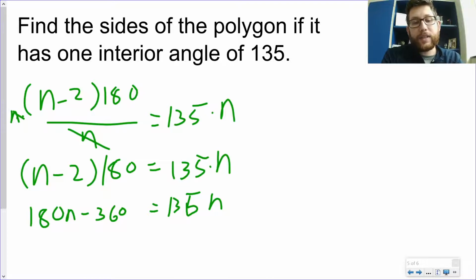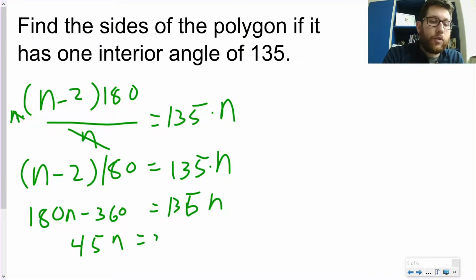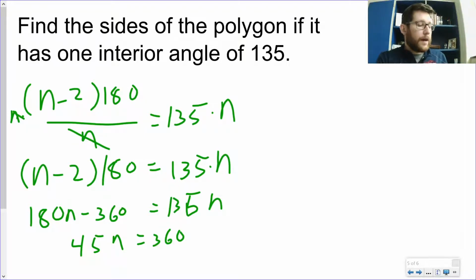Okay, I would add 360 and subtract 135n on both sides, so I'd get 45n is equal to 360. Then I divide by 45, and I end up with n is equal to 360 divided by 45, which is equal to 8. That's a really long way to find out that this thing has 8 sides. So let me teach you a faster way.